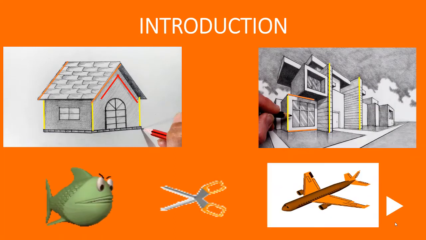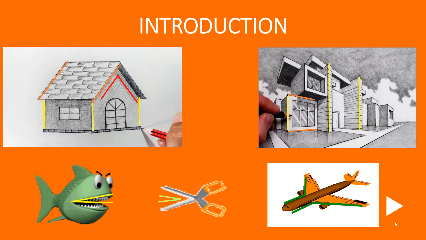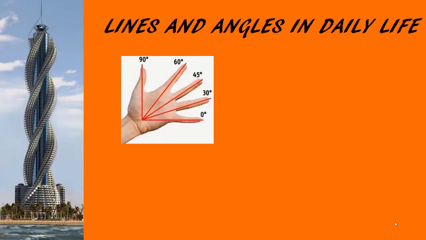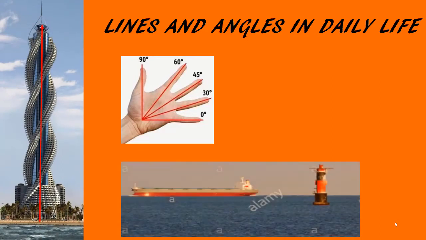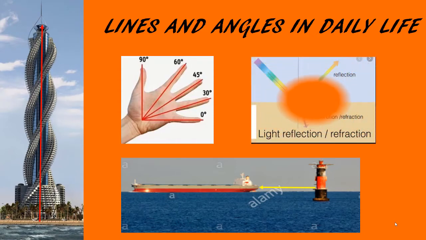In your daily life, you come across many kinds of angles. Angles are formed everywhere, as you can see in the pictures. Angles are formed in between the fingers of our hand too. To find the height of the tower or to find the distance of the ship from the lighthouse, you need the knowledge of angles. In science, you study the properties of light by drawing ray diagrams. Here you use the properties of lines and angles.